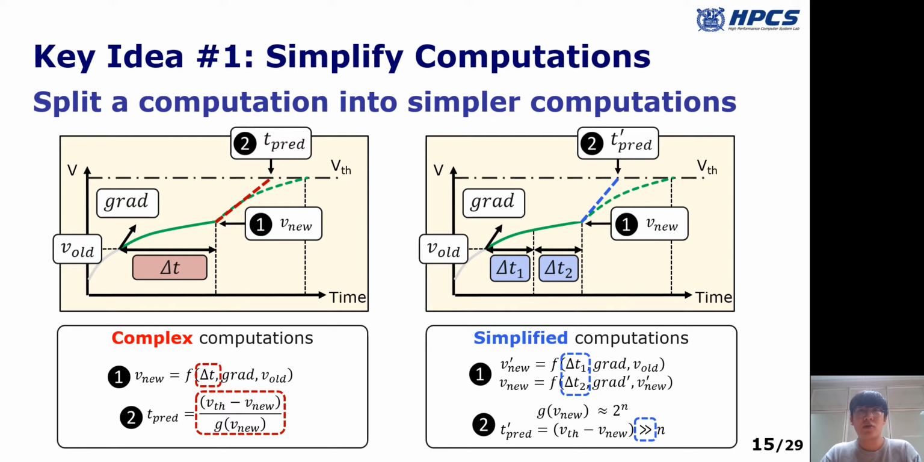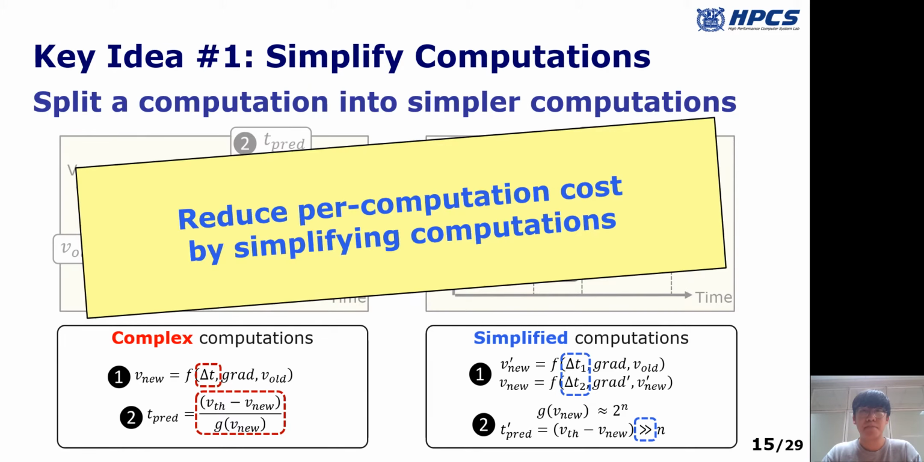First, we reduce the bit precision requirement of the large time interval by splitting them if the precision overflows. Second, we propose an abstract divider which simply replaces the divider into a shift-based logic. Using the two simplifications, we reduce the per-computation cost.